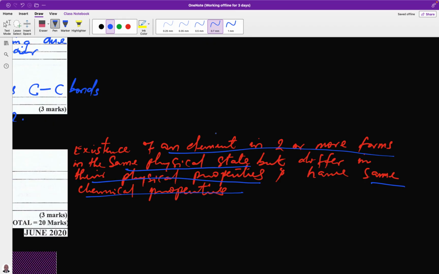The other one is harder, and the other one is softer. Diamond is harder. Graphite is softer. Graphite can conduct electricity because of the delocalized electrons there, but diamond cannot conduct electricity. That's why I say, but differ in their physical properties and have the same chemical properties.